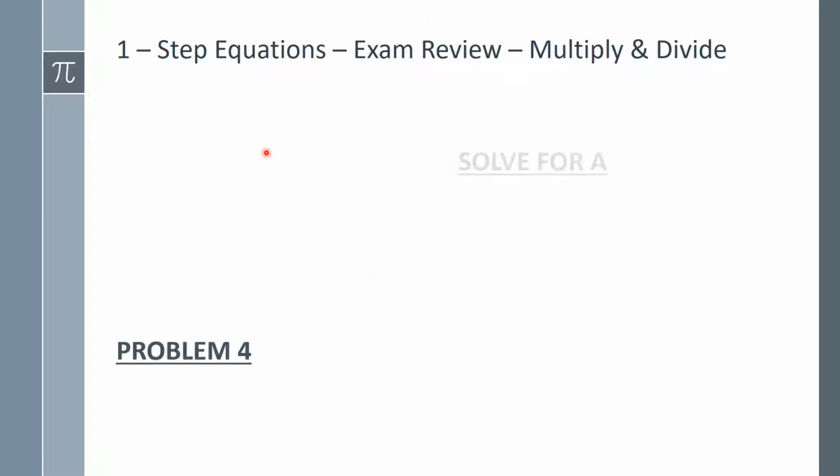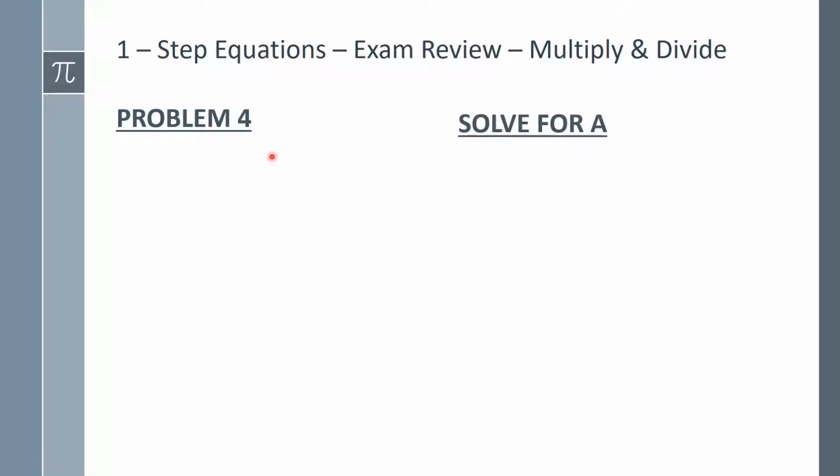Okay, here is problem number 4 in our exam review. And so here's my equation. a divided by 3 is equal to negative 7. So our variable here is a, it's not x, it's a. And so this is what our goal is. We want to get a all by itself on the left side of the equal sign, and then some kind of a number on the right hand, which we'll figure out in just a minute.